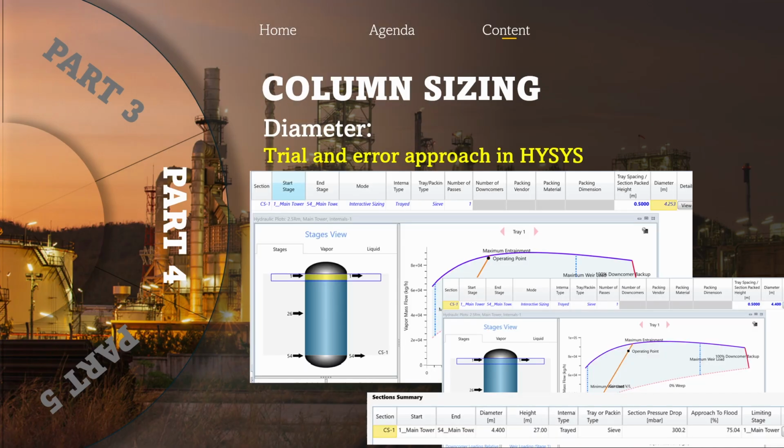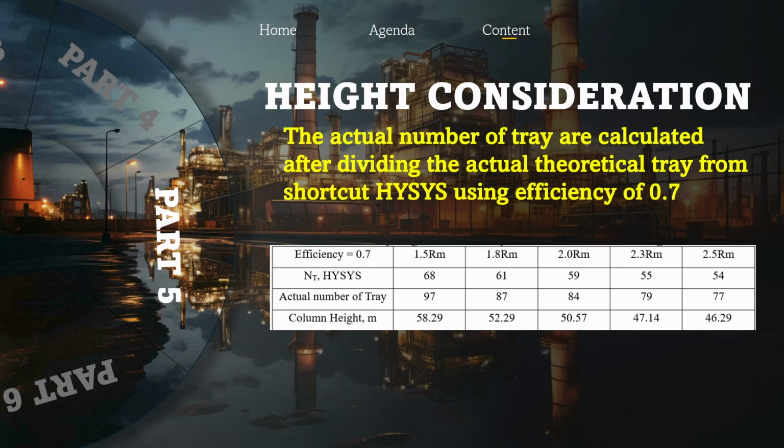This is a trial and error example approach of internal diameter in the Aspen HYSYS rigorous distillation column. As we can see, the automated diameter is around 4.25 and is later scaled up to 4.4 meters, and the loading after tuning is around 75%. And we can see that the operating point is further away from the max entrainment limit, which means it is further away from flooding. The actual number of trays is calculated by dividing the theoretical trays from shortcut HYSYS by the efficiency of 0.7.